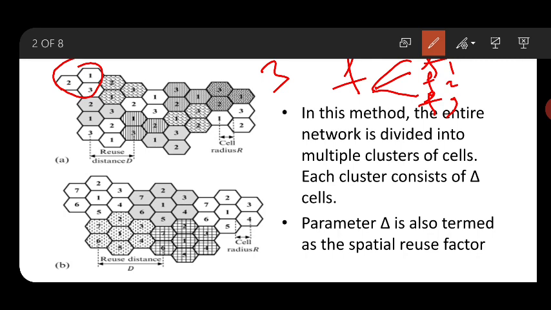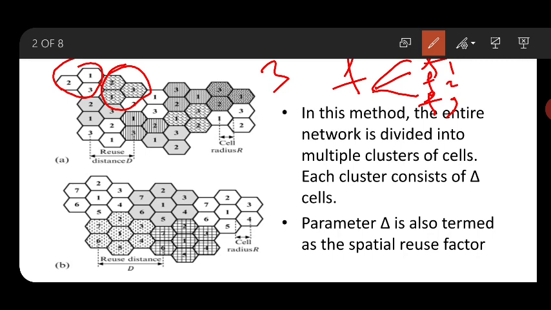Now it will cover a certain distance. After a distance d, again I need to form a group of cells. What are the available frequencies? f1, f2, f3. Again it will be allocated f1, f2, f3. This concept we call frequency reuse.